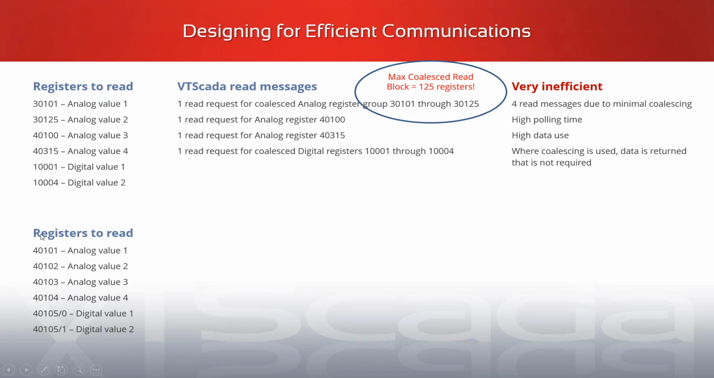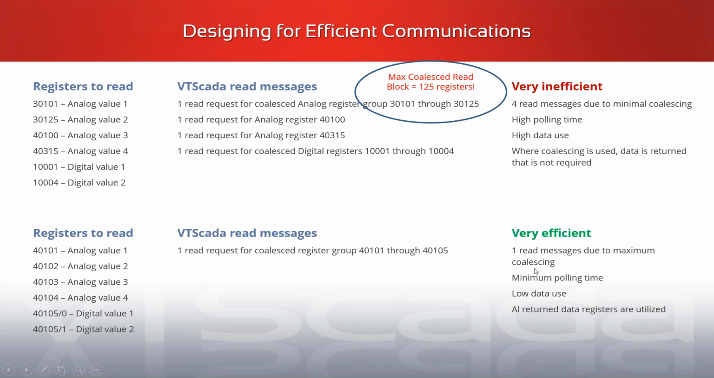Well, if we instead changed it and had the registers all next to one another, and very well organized in a read block. So we copy them from here to here before we read them. Then we have a VTScada read message that coalesces that group into one single read, 4101 through 4105. We got very efficient. It cures all of those problems that we've had in the previous one.